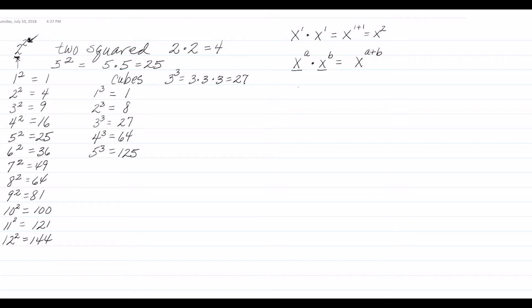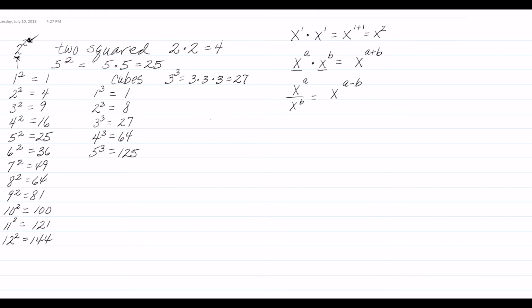Well, what if we divide? If we divide like bases, if we had x to the a divided by x to the b, we would have x to the a minus b. So when we multiply like bases, we add the exponents. When we divide like bases, we subtract. So let's try a couple of problems.